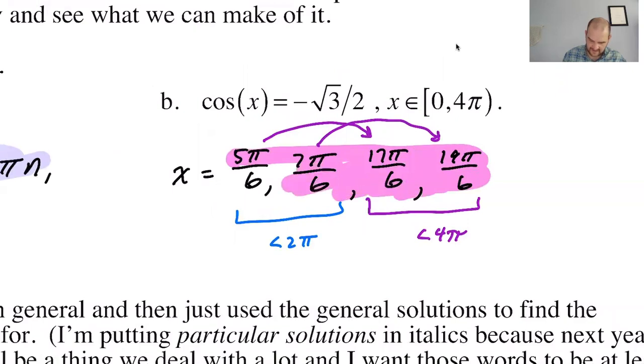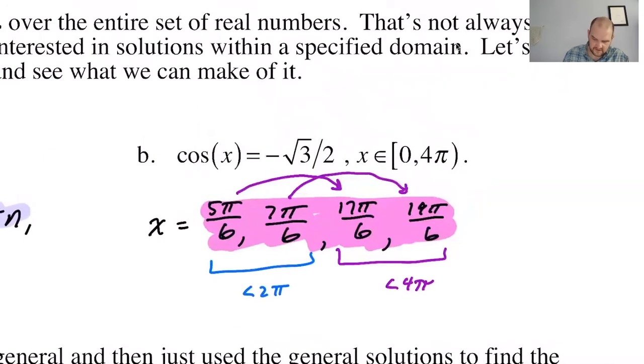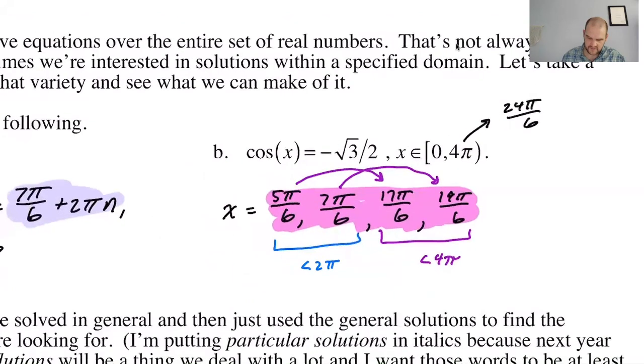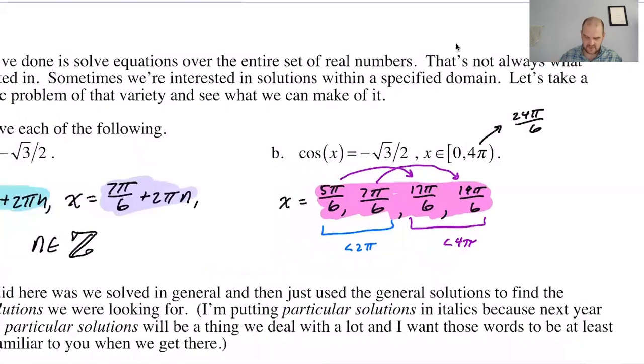Because if you go again, if we try to add 12 to 17, you get 29, but 29 pi over 6 is bigger than, there's a little thing you can do. Since it's over 6, let's rewrite this as 24 pi over 6. So you know that you're going to stop when you get to 24 pi over 6. If I add 12 to 17, I get bigger than that, so I know that I'm done. So these are particular solutions. They're not general solutions. There's no plus n plus anything. It's just write down the exact solution. So this is a specific domain.